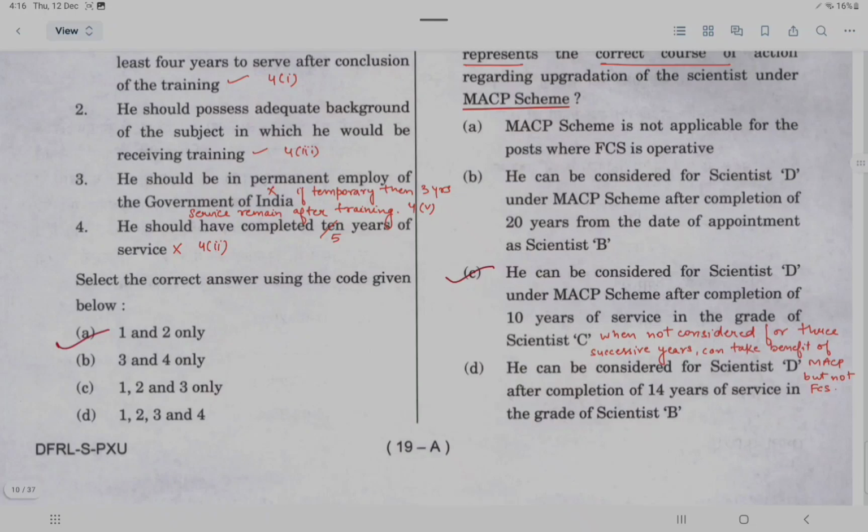But for 3 years he should not get the upgradation there in FCS, for whatever reasons. And after 3 years, he will not be considered under FCS. This is also a point. Then there is no chance for him in the 4th year. Then MACP will apply on him.